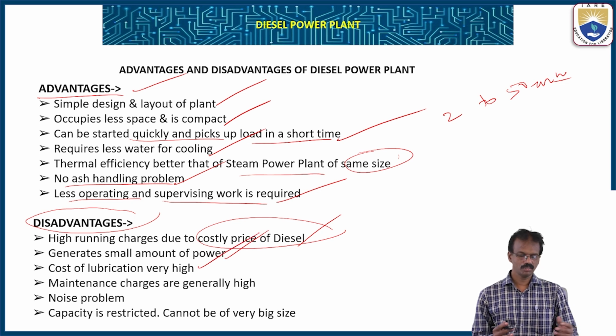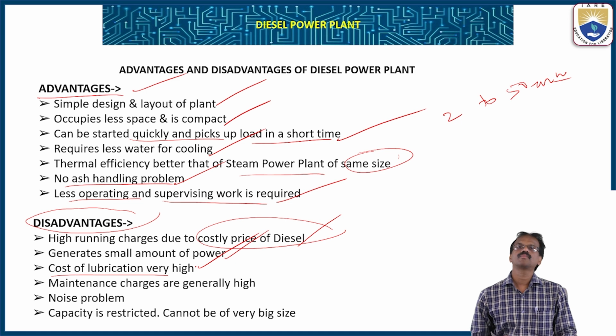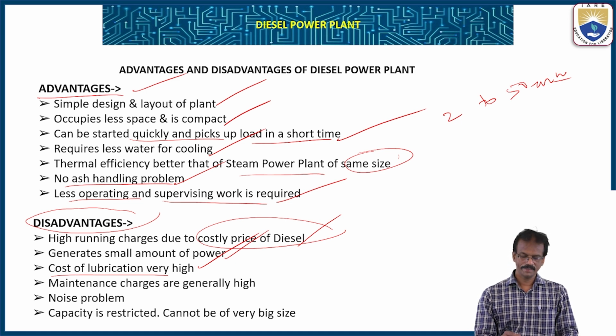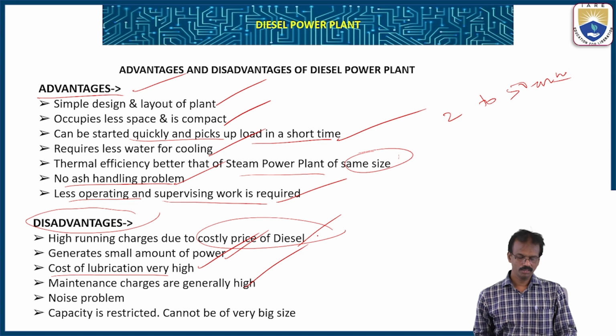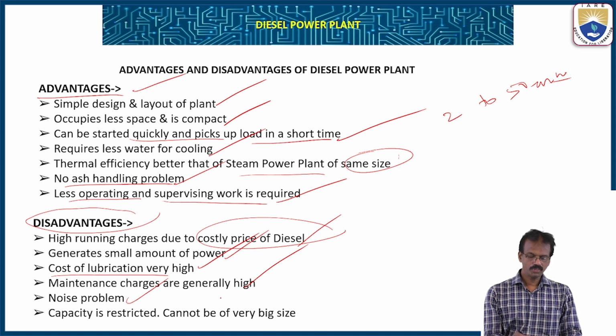Next, cost of lubrication is very high. The lubrication system is very important for the smooth running of components like piston and cylinder. So the cost of this lubrication is very high. Next, maintenance charges are generally very high. Maintaining of this power plant is very costly. Noise problems are also there, which we have to handle. Next, capacity is restricted. It cannot be of very big size.